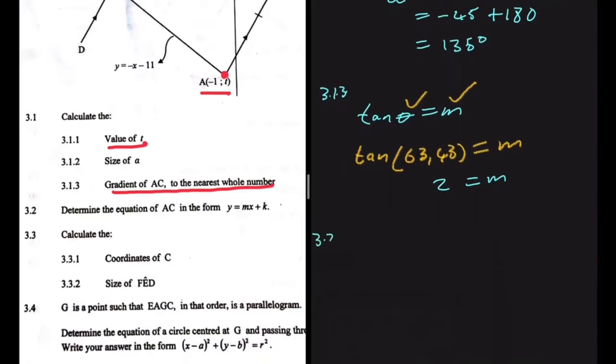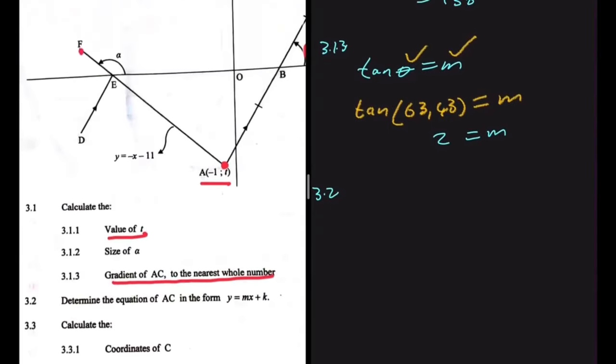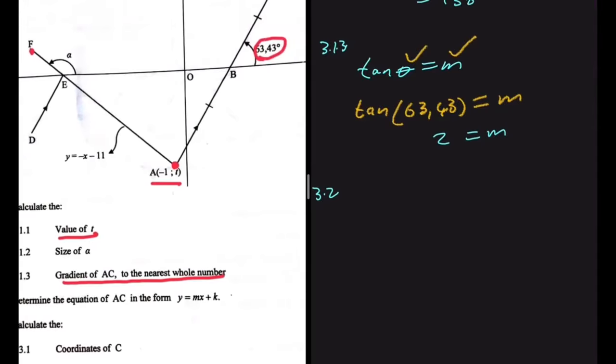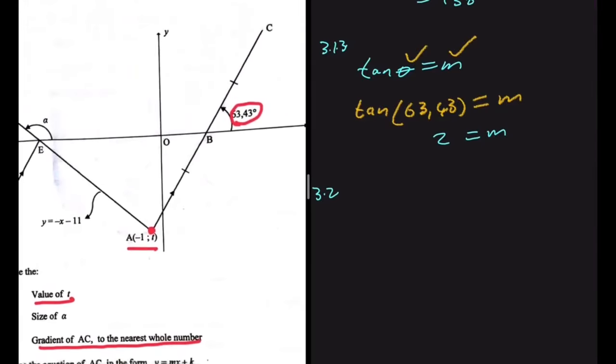So 3.2, determine the equation of AC in the form y equals mx plus k. So AC is this line here. Like I've said, the general form is y equals mx plus some constant. Let's let our constant be k, because that's what the question is requiring of us. So we already have the gradient. We calculated it in 3.1.3, right? So we can go ahead and say that y equals 2x plus k. Now we just need to find the value of k.